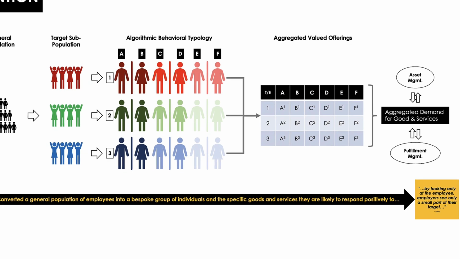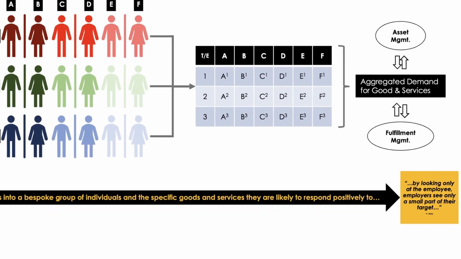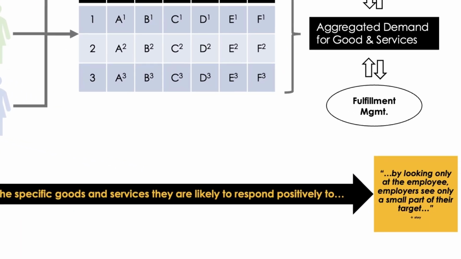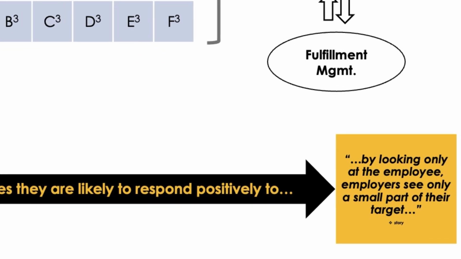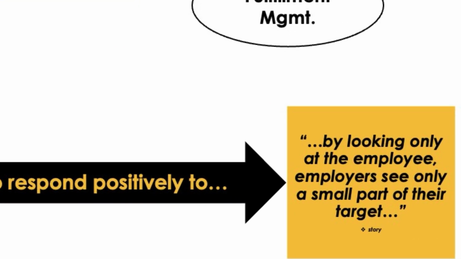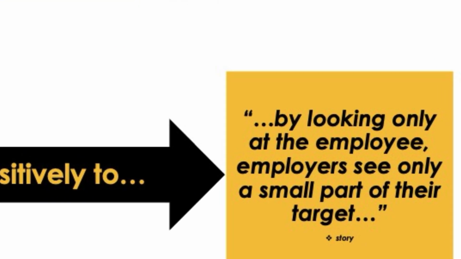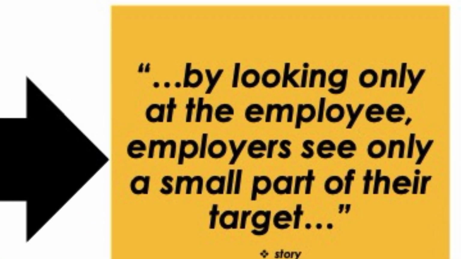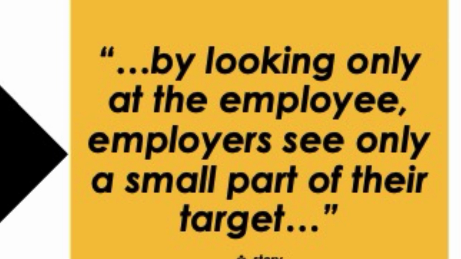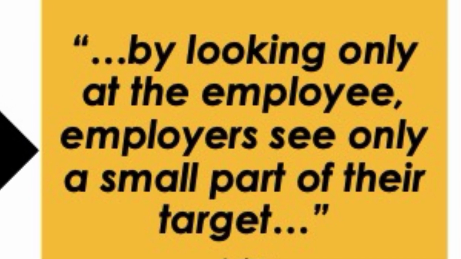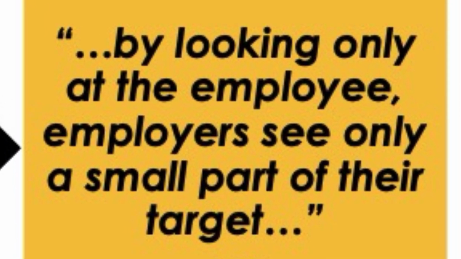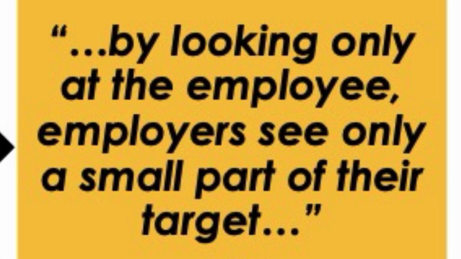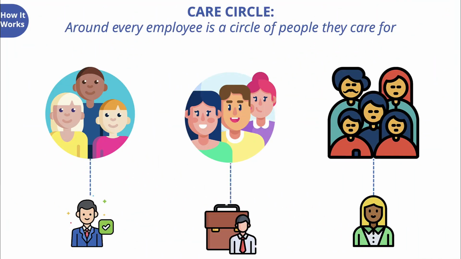FAI's methodology starts with the maxim that if you only look at the employee, you will see only a small part of your retention target. In order to develop an effective retention operation, you must look at the whole person and develop a strategy that retains the person. After all, if you retain the person, then you retain the employee, but the reverse is not always true. For this reason, understanding how FAI's retention system works begins with the employee and their care circle.